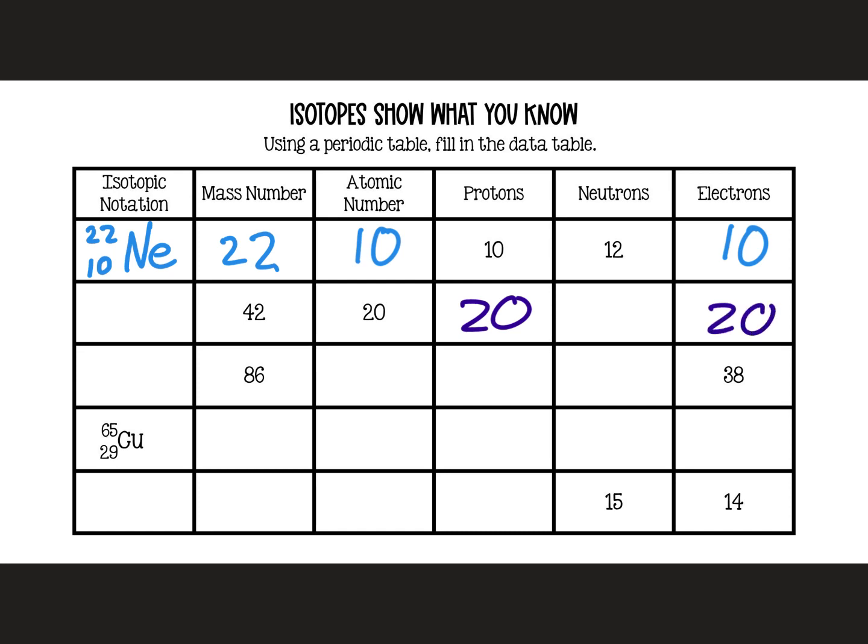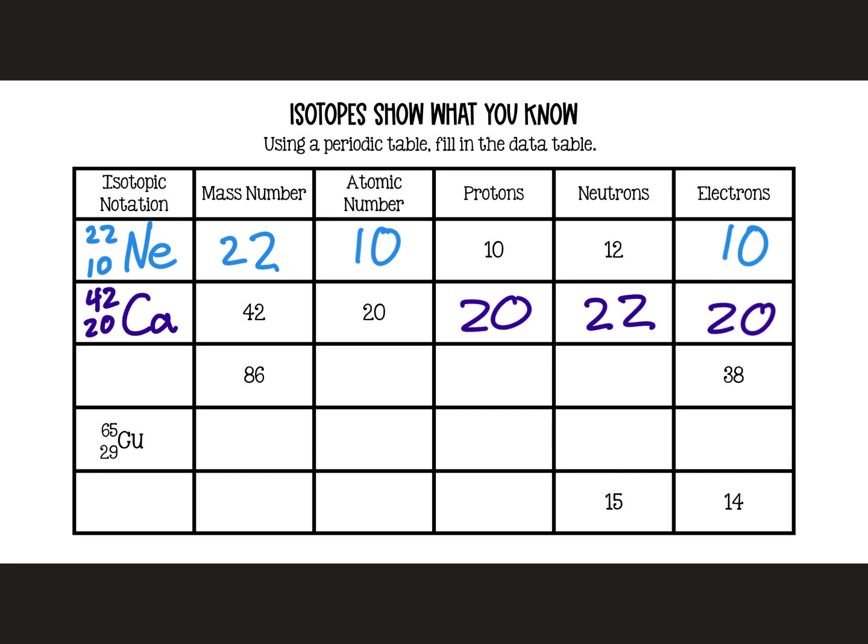In the second example, you see an atomic number of 20, which means there are 20 protons and 20 electrons. We can find the element with an atomic number of 20 on the periodic table and see that it is calcium. Now, using the mass number and the atomic number, we can find the number of neutrons by subtracting. 42 minus 20 is 22. That leaves us with an isotopic notation of superscript 42, subscript 20, and Ca for calcium.